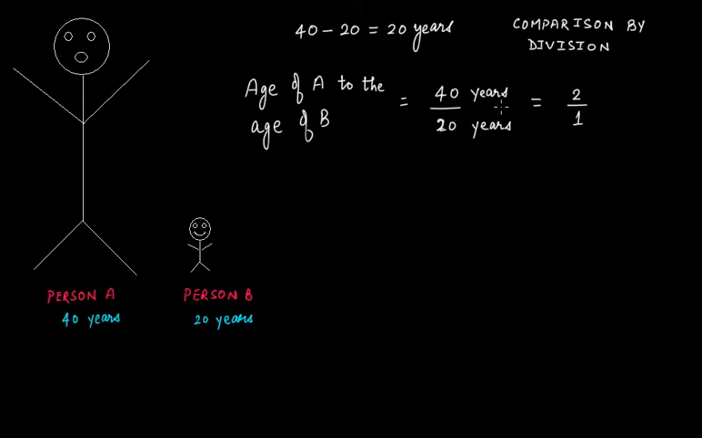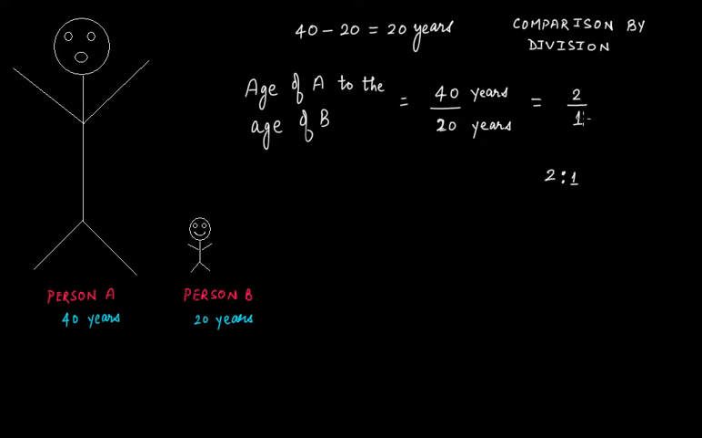What is it telling us? Since this is the age of A and this is the age of B, after simplifying it, here we got 2 and here we got 1. That tells us that person A is twice the age of person B. This is 2 ratio 1.